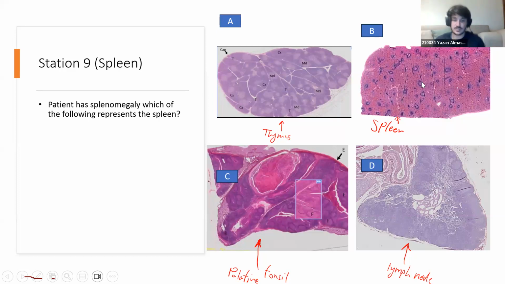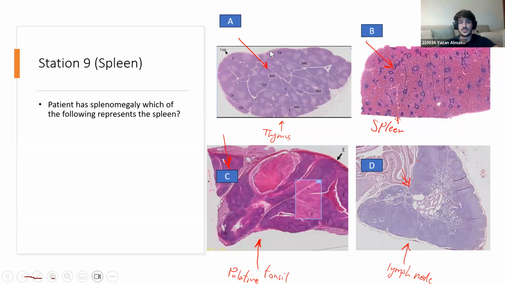Why is it important to know this? Because they might ask you, for example, a patient came to the clinic with enlarged lymph nodes. Which of the following is the histology of the lymph node? The answer will be D. Or this patient has a problem in his tonsils. The answer will be C. He has splenomegaly. The answer will be B. He has a problem in the thymus. The answer will be A. They could play with the question, so prepare yourself by recognizing this. A is the thymus, B is the spleen, C is the palatine tonsil, and D is the lymph node. Okay?